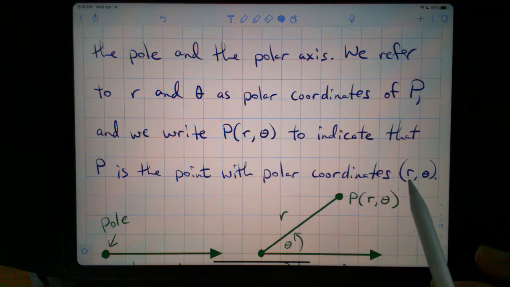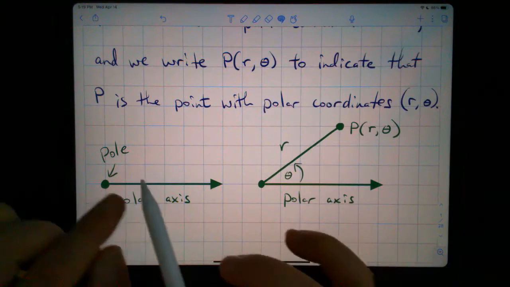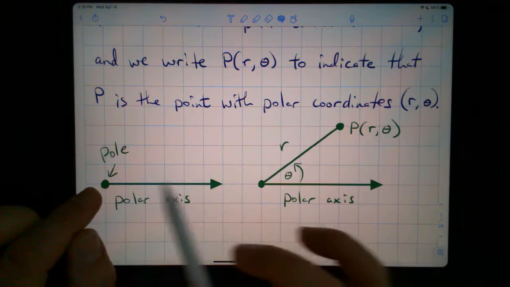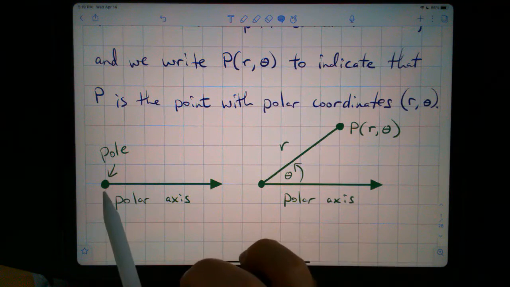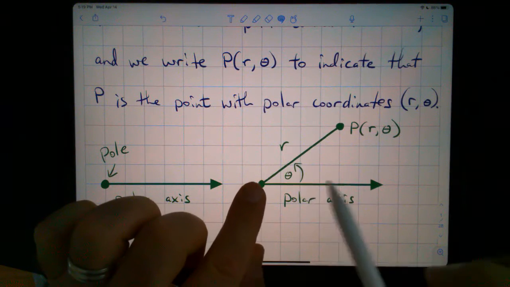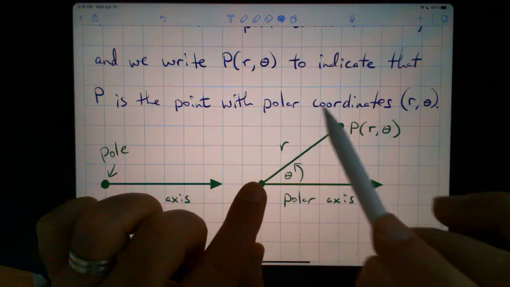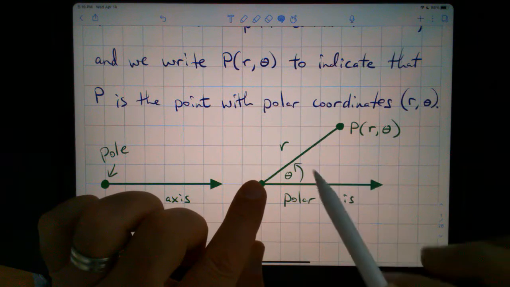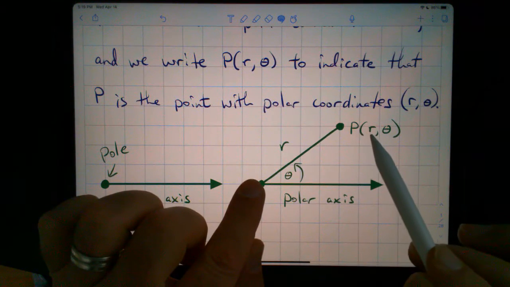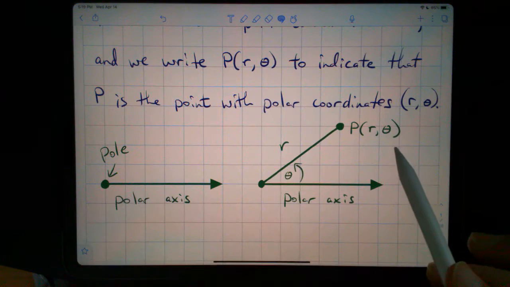You can think of r as your radius. And so this is your polar axis. This is the pole. The angle theta always goes from the polar axis counterclockwise, so that this point P(r, theta) is your radius and at a certain angle.